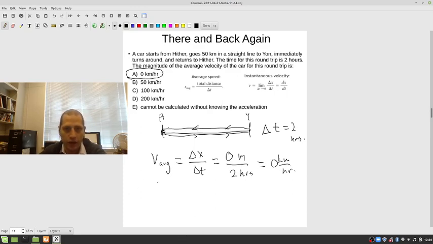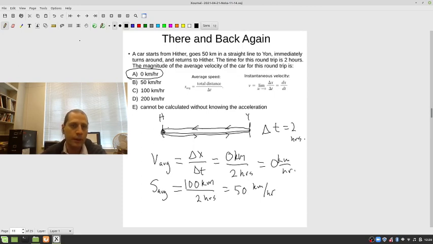On the other hand, I could ask you the average speed, which would be the total distance. In that case, it would be 100 kilometers in 2 hours, which is 50 kilometers per hour. Okay, so those are different.